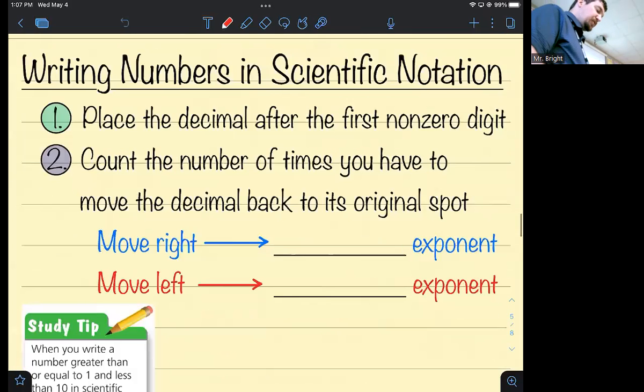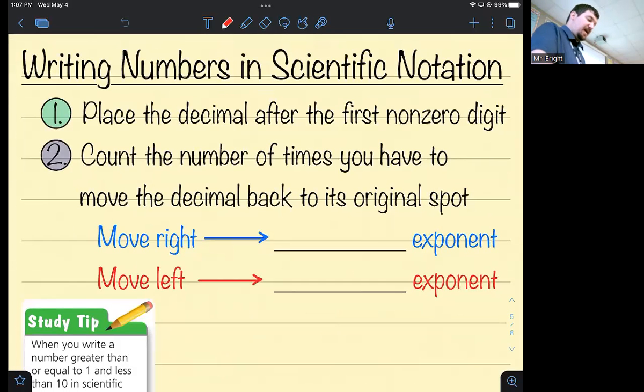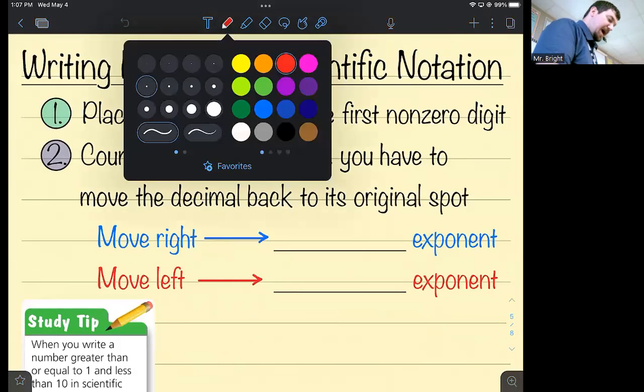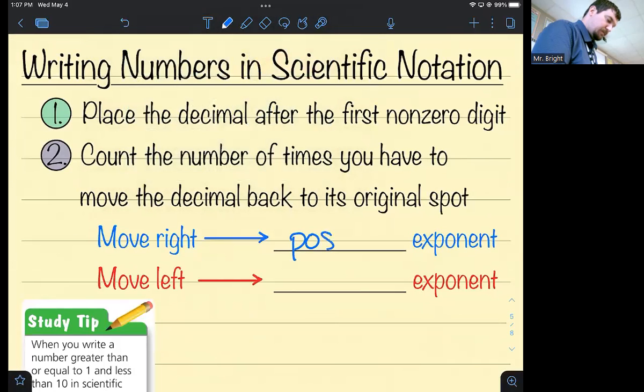Okay. Step number 2, count the number of times you'd have to move that decimal back to its original location. If you end up moving the decimal to the right, or if you have to count to the right to get back to that spot, then that's going to be a positive exponent. If when you place your new decimal, you end up counting to the left, I guess this would be your guys' left, wouldn't it? Yeah. Then you would have to put a negative exponent.